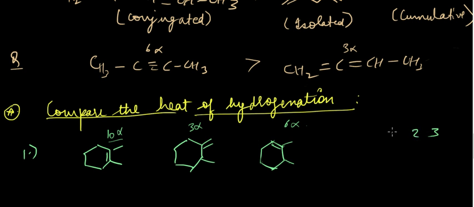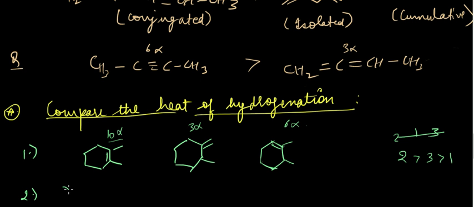Next comes the second, next comes the first. Oh, am I right? I don't think so. So this should not be it. The heat of hydrogenation would be most for the first, then the third, then the second. Okay, now let's look at another example.